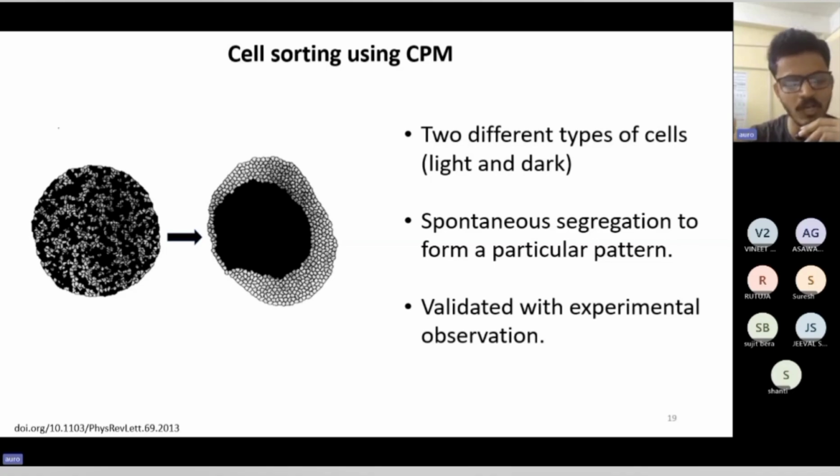Still, it will not be able to answer each and everything, like what is the rate and all those things. But you will get an overall idea of how cell sorting happens in an organism. What are basically the governing principles that are driving this kind of behavior? Because those things you cannot get.